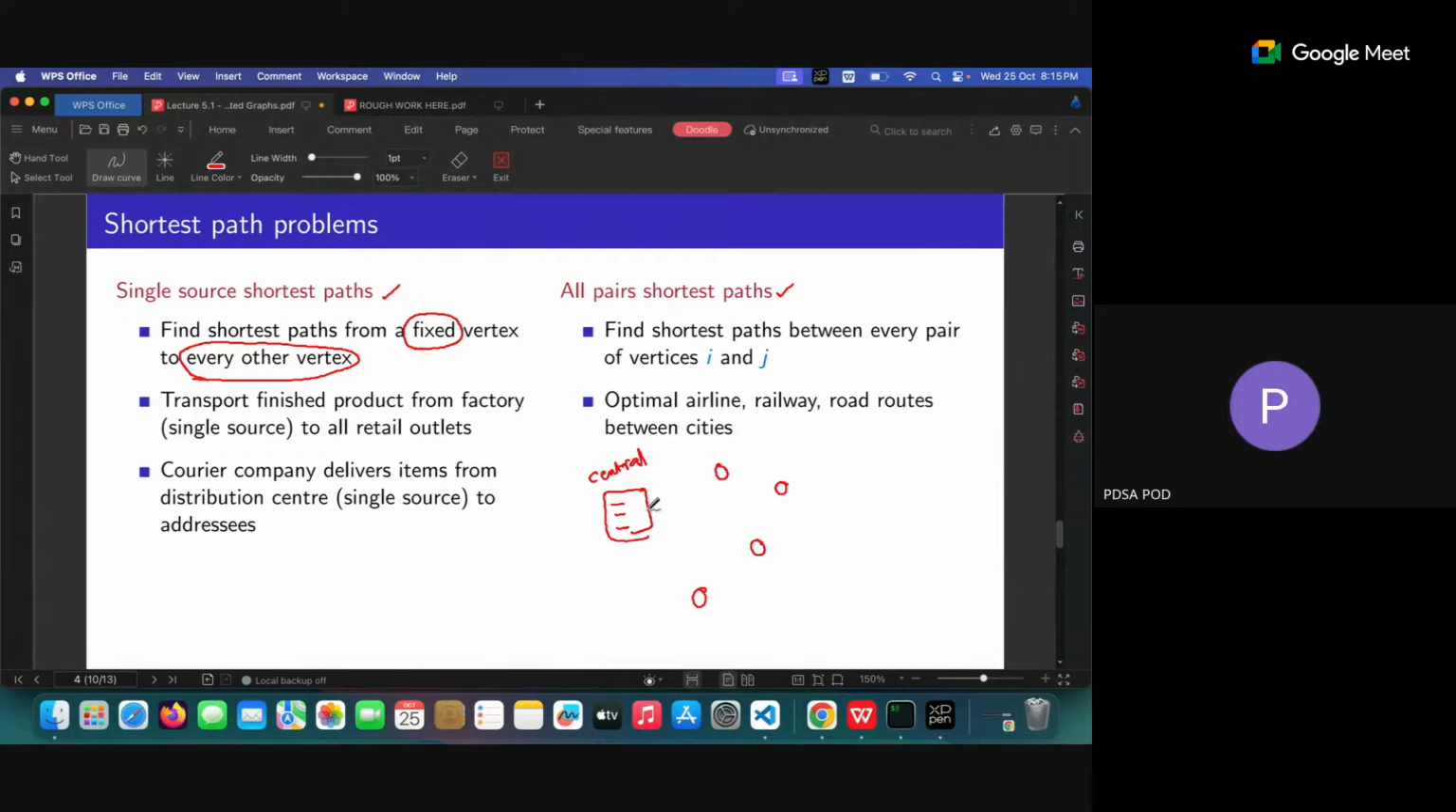Similarly, you might have a different path, something like this, and we choose whichever is the optimized one. Even if you have a path from the central store to this one also, it's not an issue. Similarly, a courier company wants to deliver items from a single source. It is also the same.